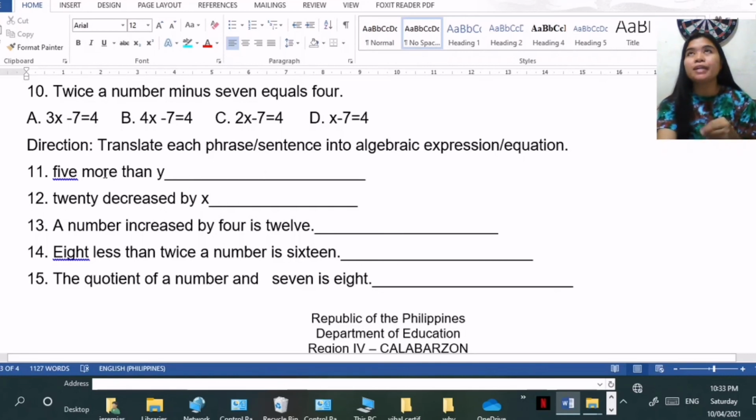O, diba? Pag more than or less than, sabi ko sa inyo, nagbabaliktaran yung given. Ayan. So, 20 decreased by x. So, madali lang, decrease. Bawas. O, a number increased by 4 is 12. A number na naman. A number represent a variable. And then increase, that is plus, by 4. And then is equal, and then 12. So, sana ay naunawaan niyo yan.